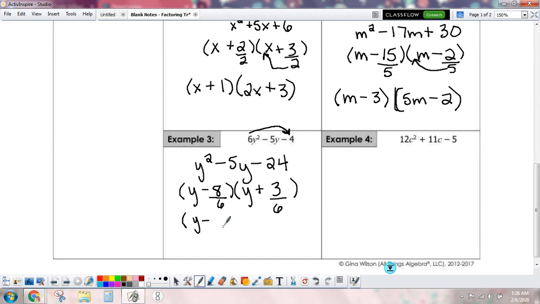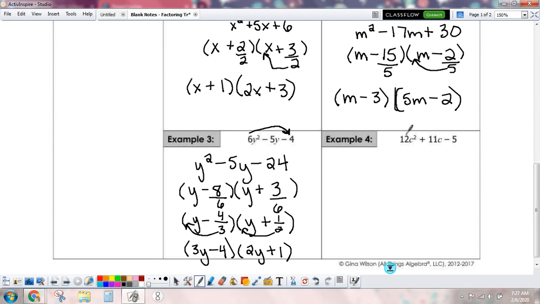So y minus 4/3, and then y plus 1/2. And since neither of these can simplify, I'm going to slide and I'm going to slide. So I should have 3y minus 4 and 2y plus 1. All right, and then example 4. Again, 12, 11, 5, can't do anything.